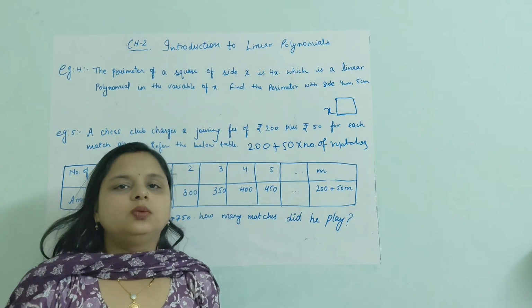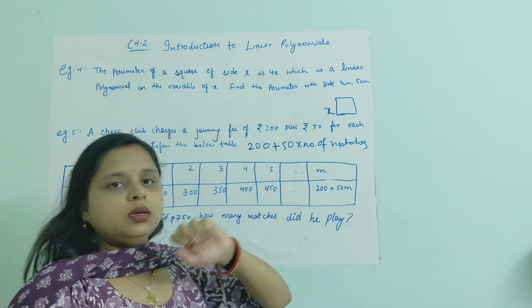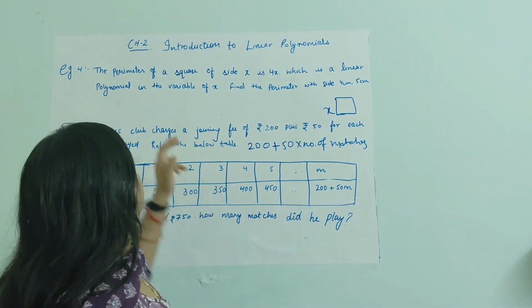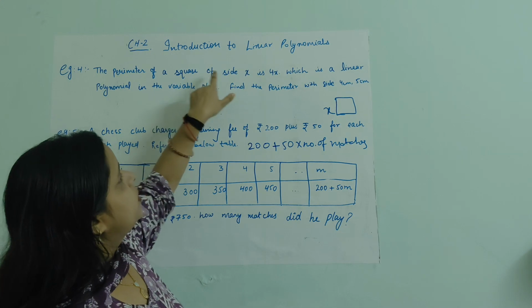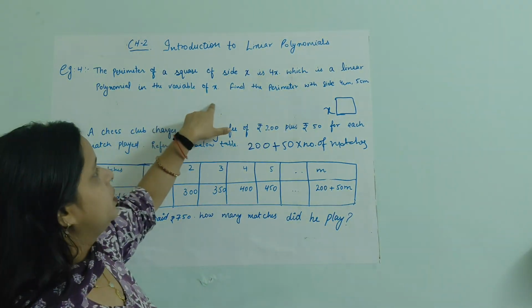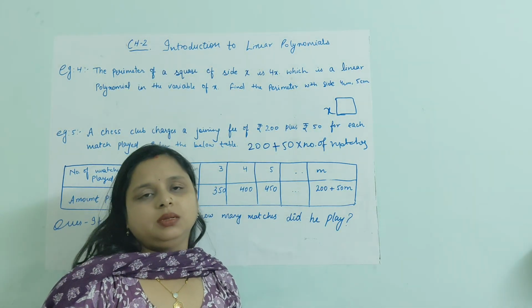Hello everyone. So today we will see some more examples on linear polynomials. These are the examples from the NCERT book. Let's see, the perimeter of a square of side x is 4x, which is a linear polynomial in the variable x. Find the perimeter with side 4 cm and 5 cm.